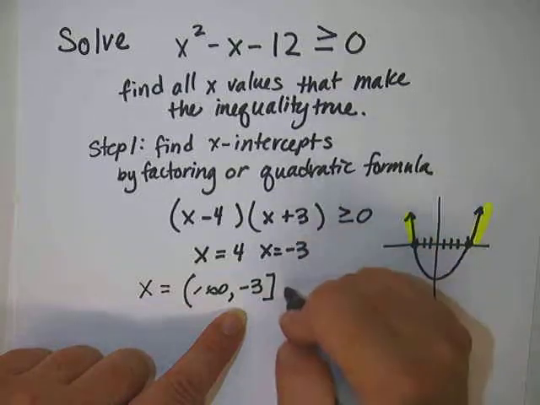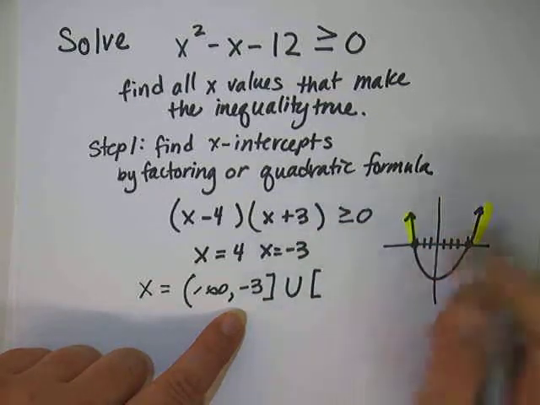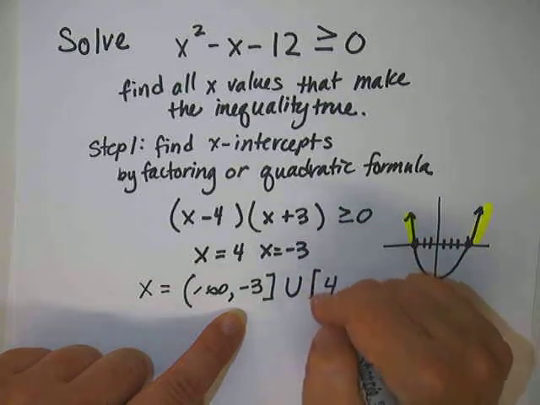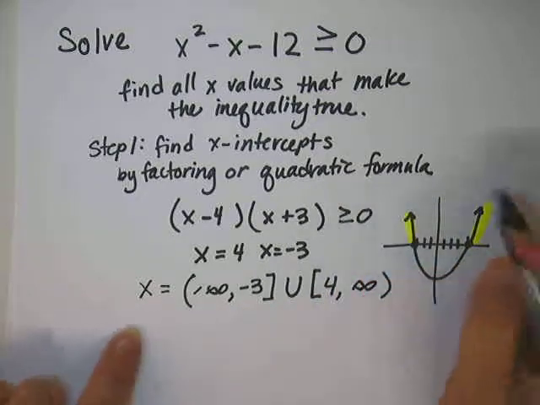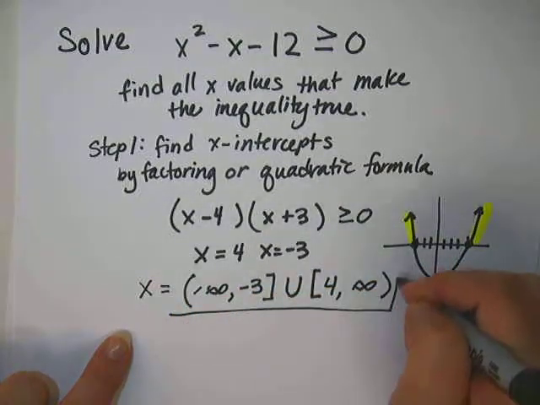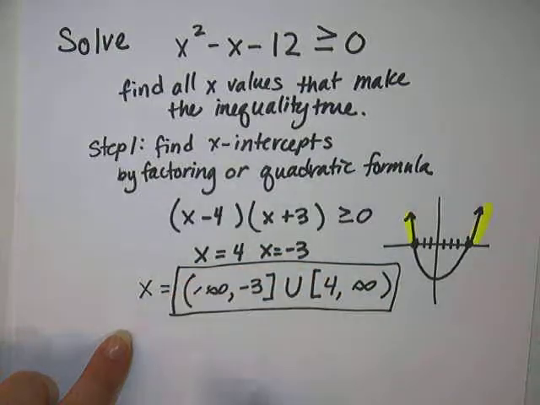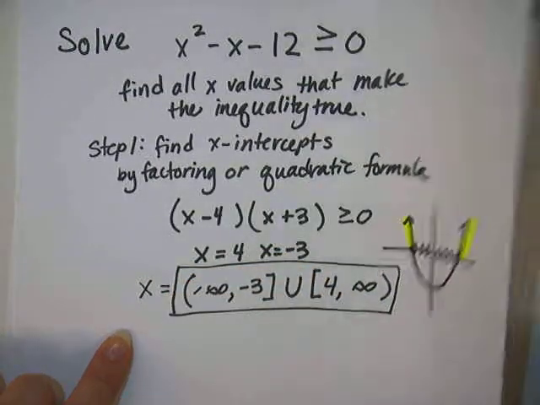down to where this is equal, because notice how it's equal to 0, so it includes that point. So down to negative 3, including negative 3, because it's okay if it's equal to 0. And then from 4 to positive infinity. And that is our answer.